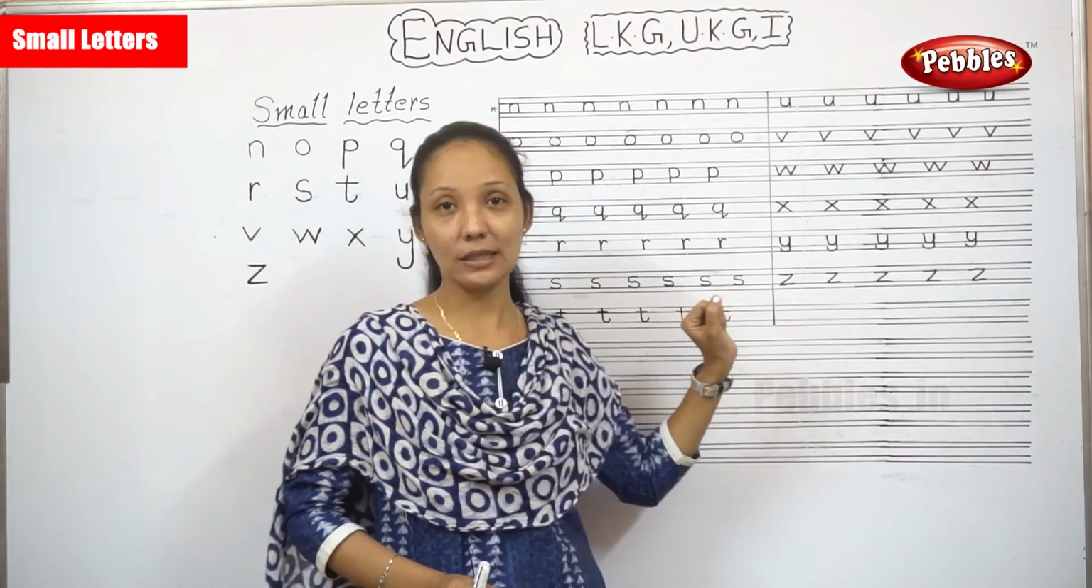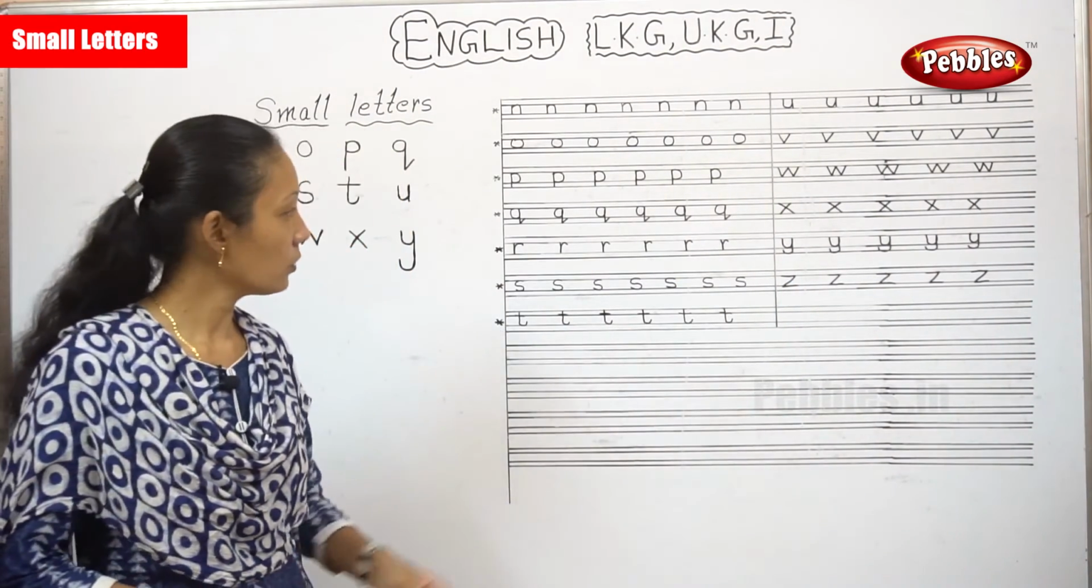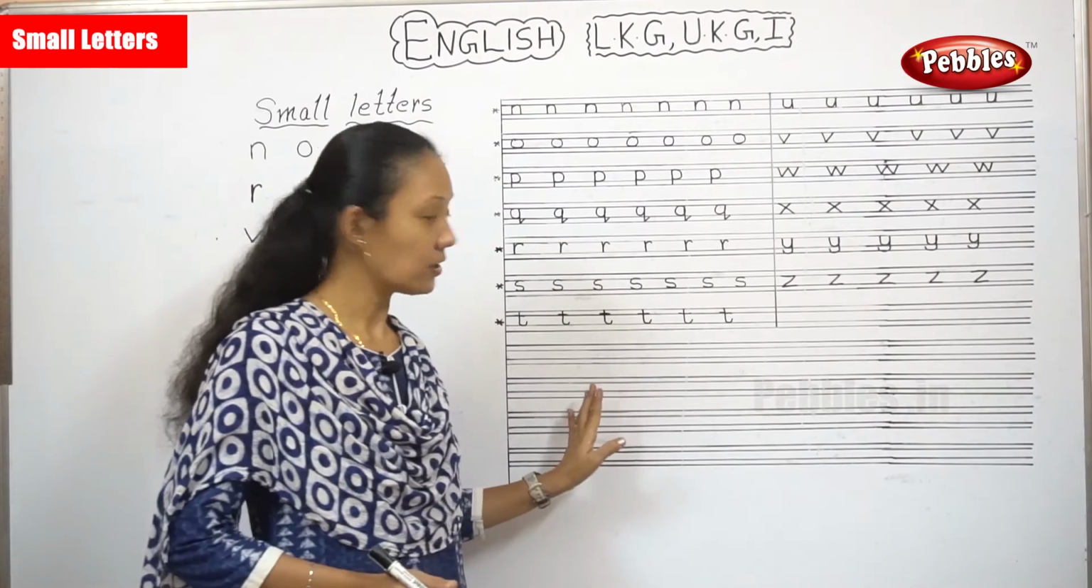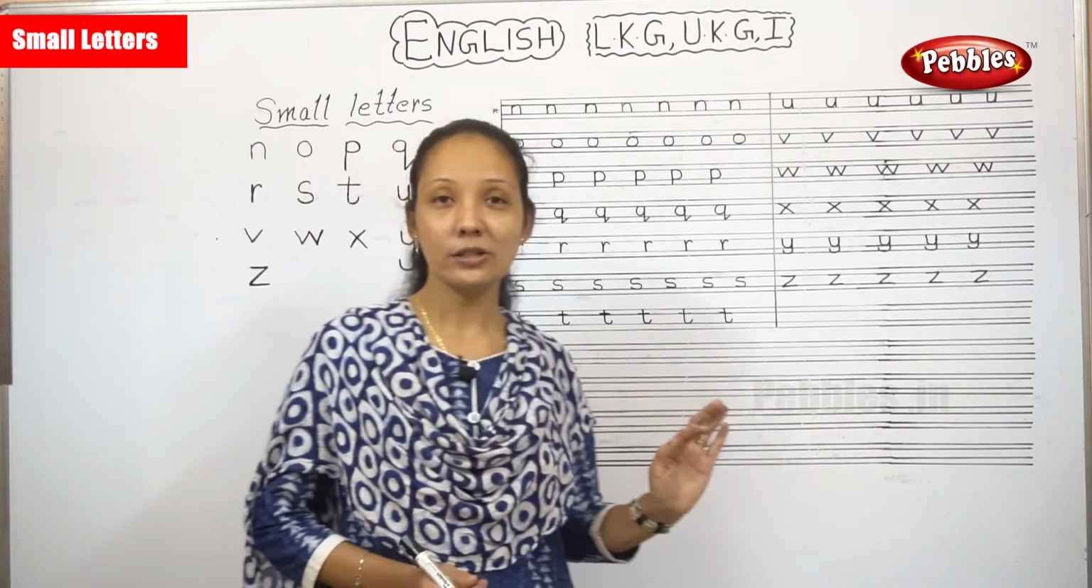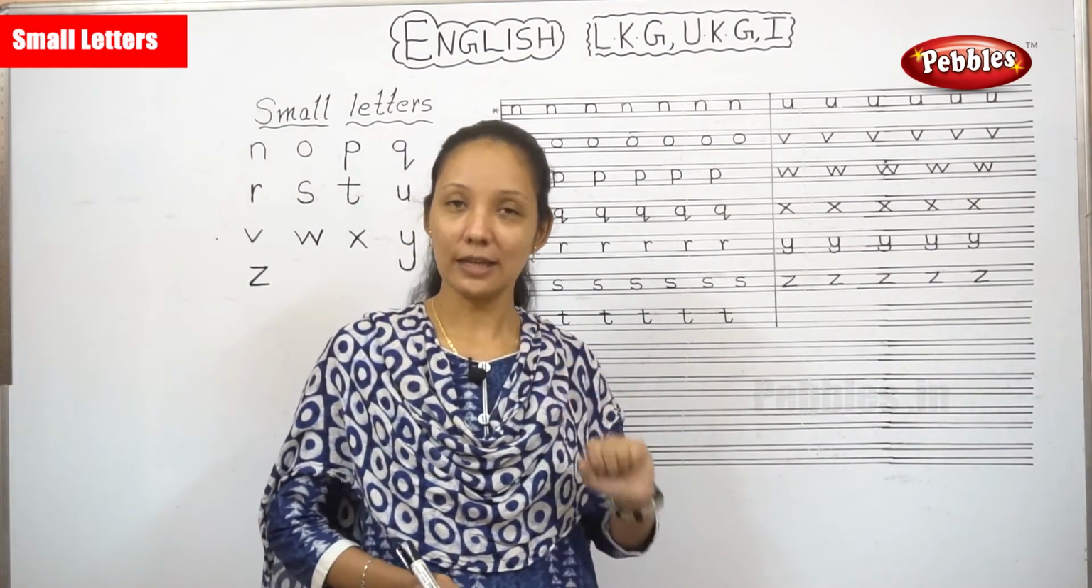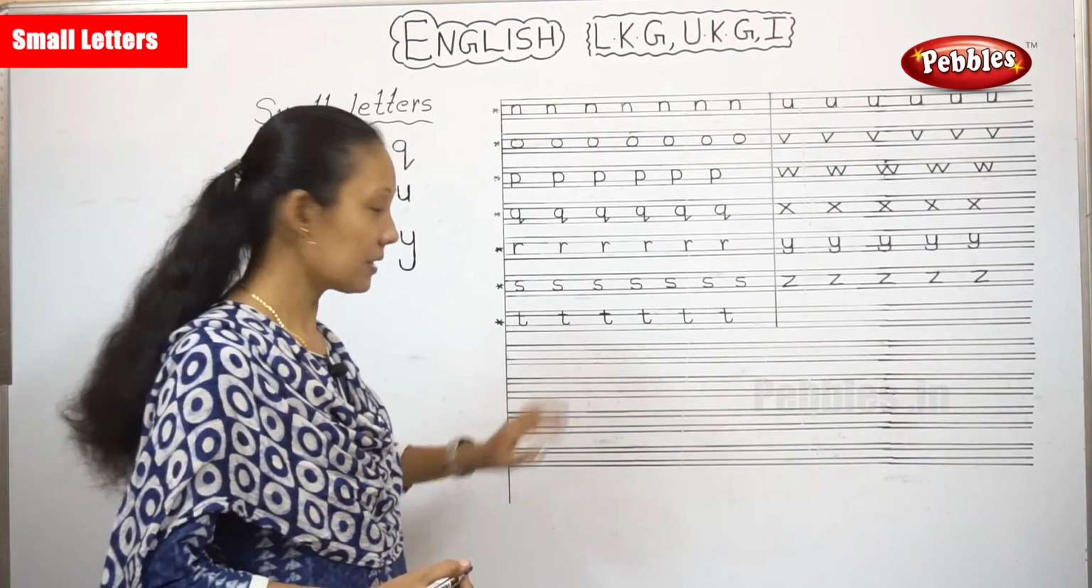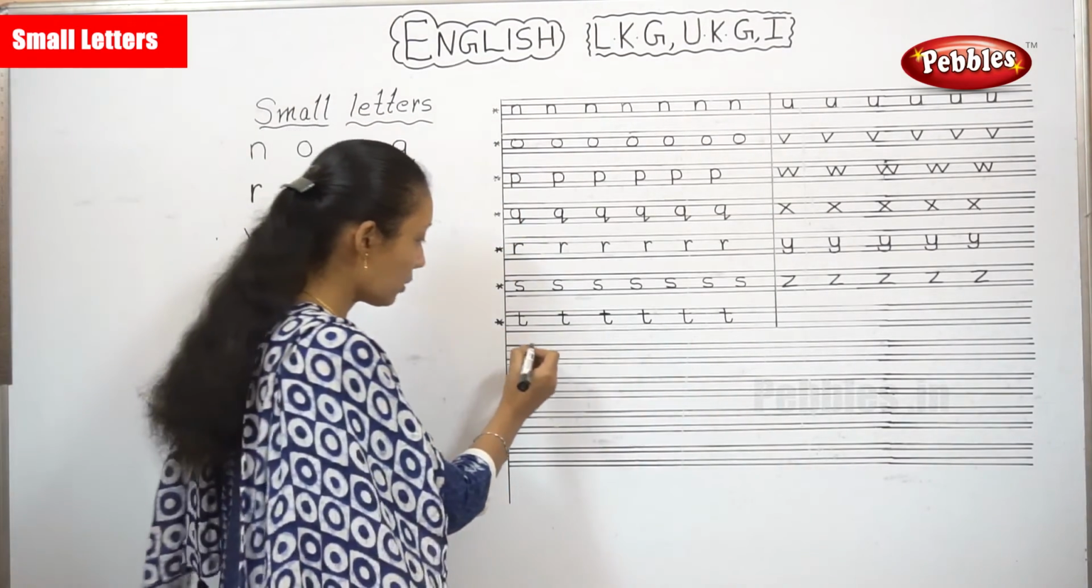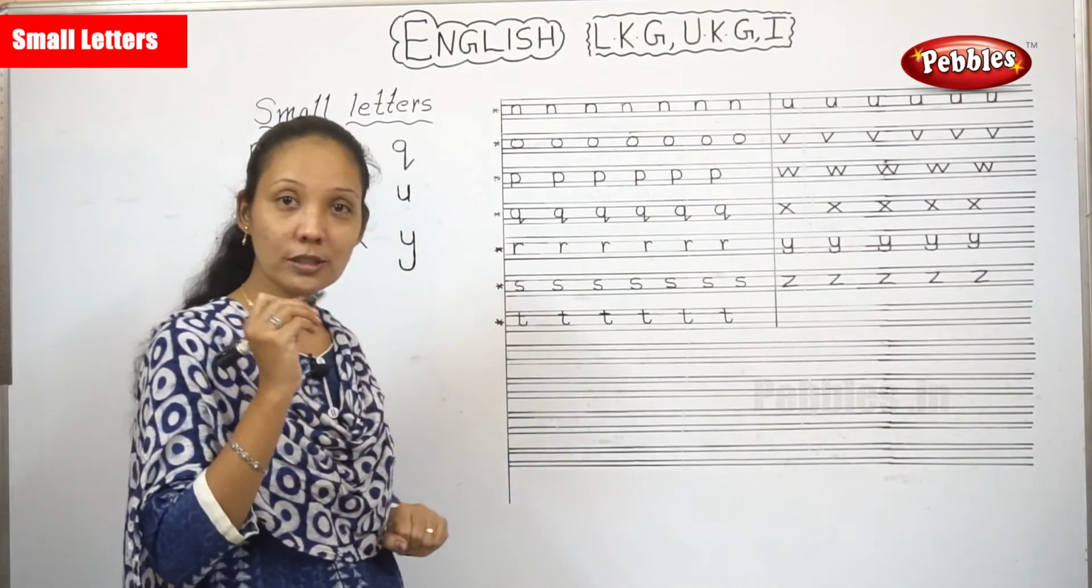Okay, now so what we will do, you finish till Z. Now we will start writing your alphabets from A to Z. That is your small letters A to Z. Okay, so shall we start, children? So I will show you how to write your alphabets A to Z. You will watch it carefully.